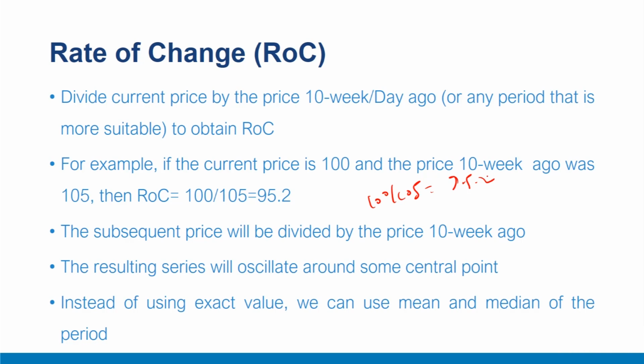To summarize, a rising ROC indicator implies expanding velocity and a falling one implies a loss of momentum. Rising momentum should be interpreted as a bullish factor and declining momentum as a bearish one. Also, instead of using the exact value 10 weeks ago, we can use the mean and median as well. Let's see this with an example.